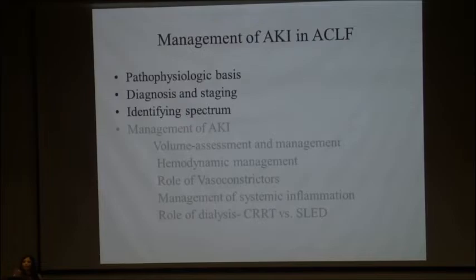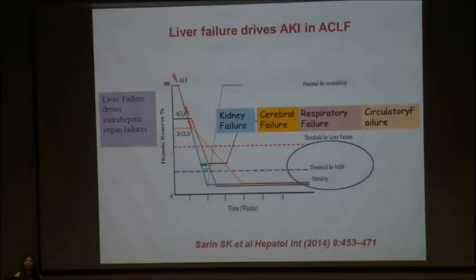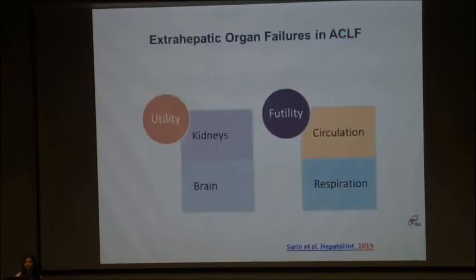When we talk about acute-on-chronic liver failure, it's very important for us to understand the pathophysiologic basis. Like I showed in my patient, here the patient had liver failure and subsequently developed kidney dysfunction. So liver failure is a driver, and that is the first thing that we need to remember in patients with acute-on-chronic liver failure. The kidney will follow the development of liver failure, and it is associated with worse outcomes.